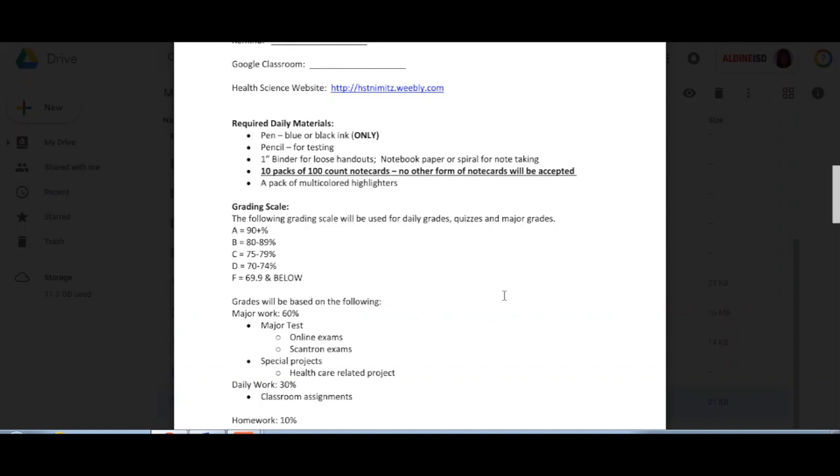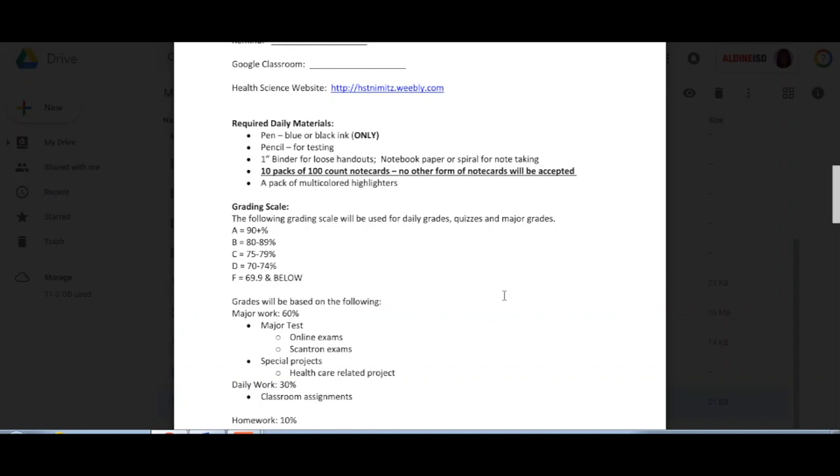Please make sure that you have a pencil for testing, a 1-inch binder for loose handouts, notebook paper or a spiral for note taking. You will be taking lots of notes. You will need 10 packs of 100 count note cards, and no other form of note card will be accepted. So no, if you tear out a sheet of paper and make a note card out of notebook paper, that's not accepted. If you go downstairs to 805 to make note cards with cardstock, that's not accepted.